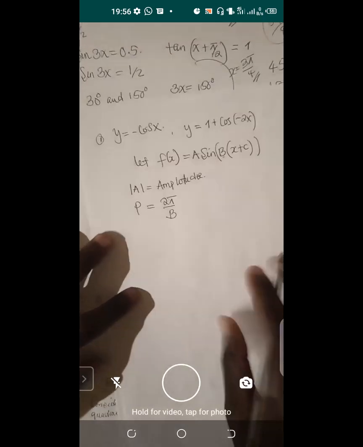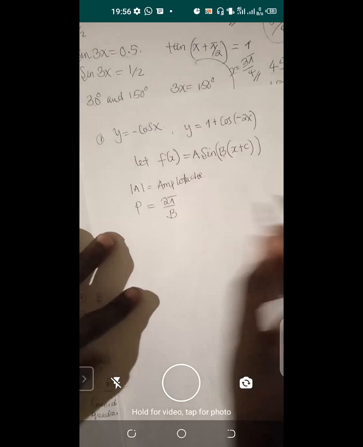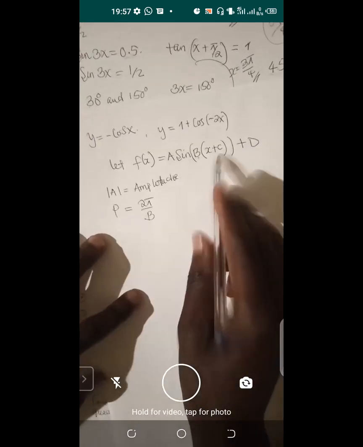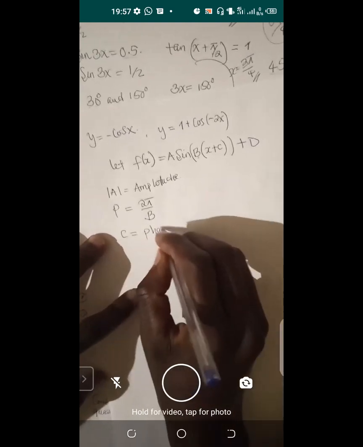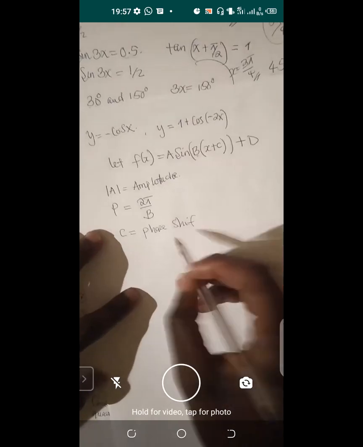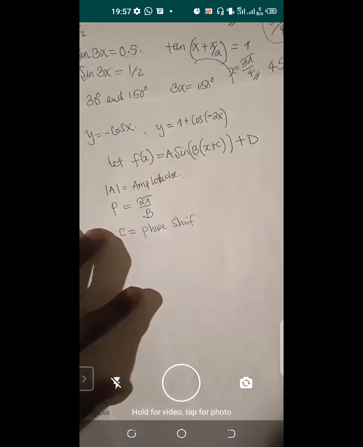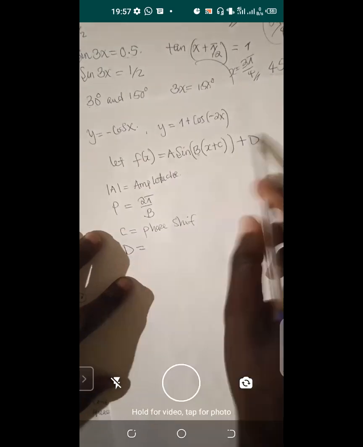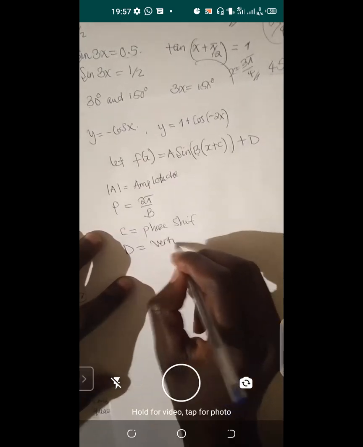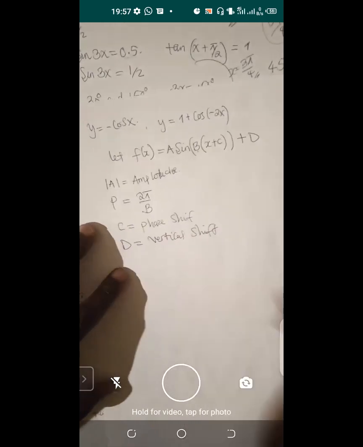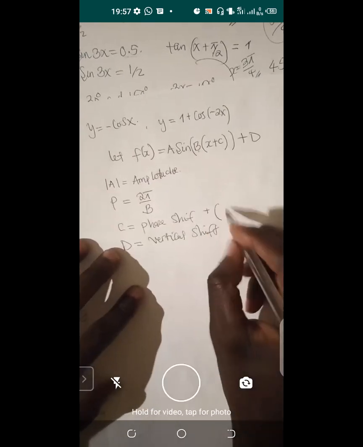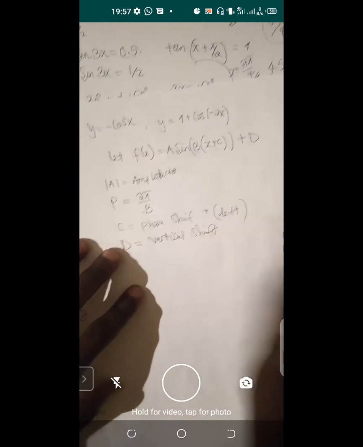And then you have your C, oh, forgetting something here. Let's say plus D there. Then you have your C here. That is seen as your shift, the horizontal shift, the shift in the x-axis. And then your D is seen as your vertical shift. Remember, for the horizontal shift, when it is positive, then the movement is to the left. And when it is negative, the movement is to the right.